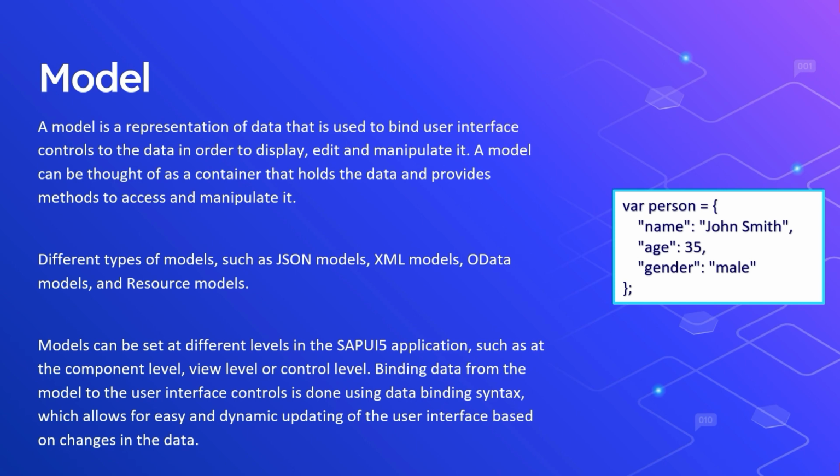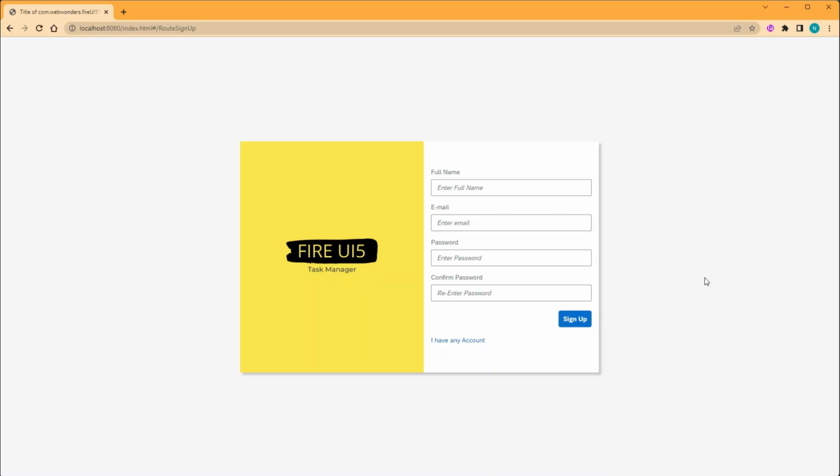After that, we'll set up Firebase, use it in our application, and create a user using this sign up form. So these will be the next steps. I'll start by creating the model first: how and where to create it. We'll start with the sign up page.